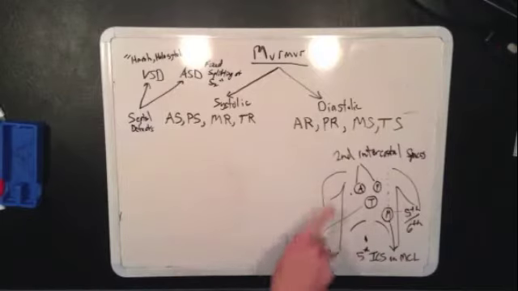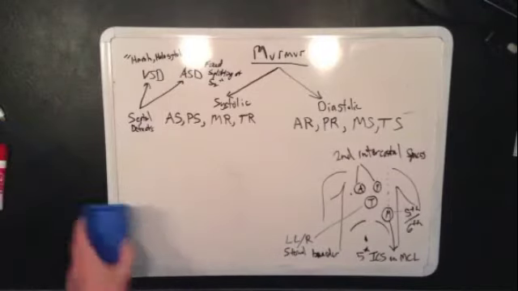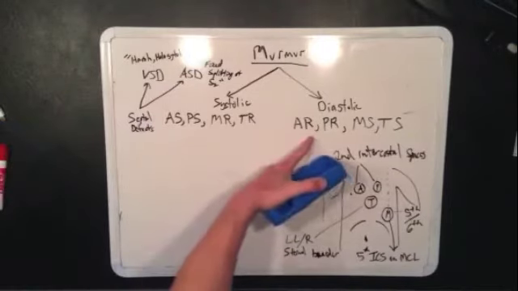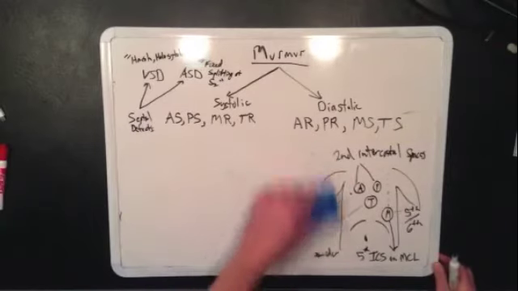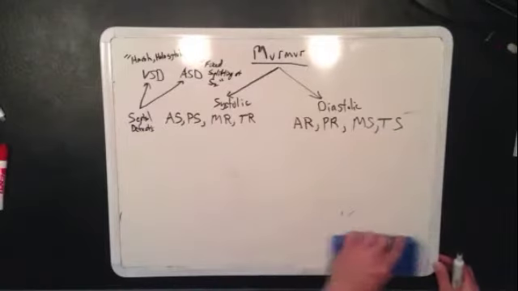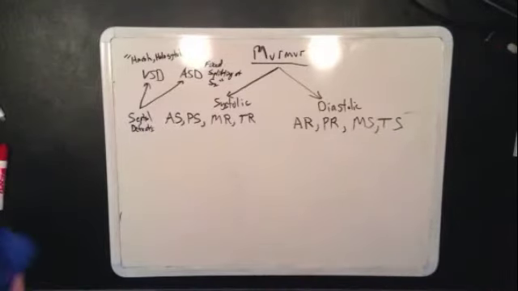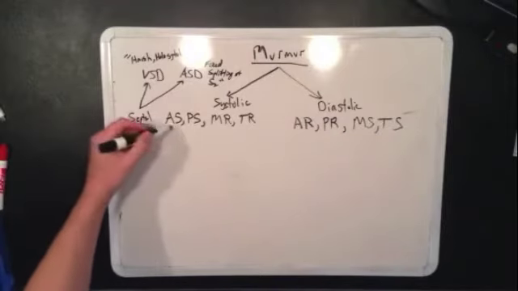So write this down. This is important. Timing, systolic or diastolic, location. That'll get you 90% of the way there. Okay, let's talk about how to get you the rest of 10%. Because I really believe that if you stick to this method, you'll get every single murmur question right on your test.